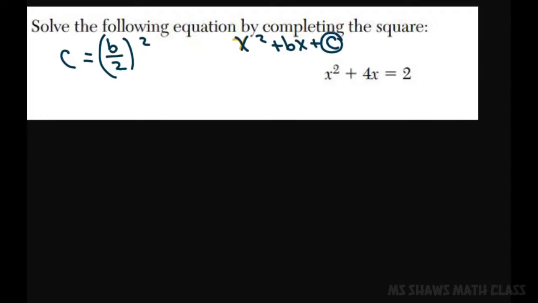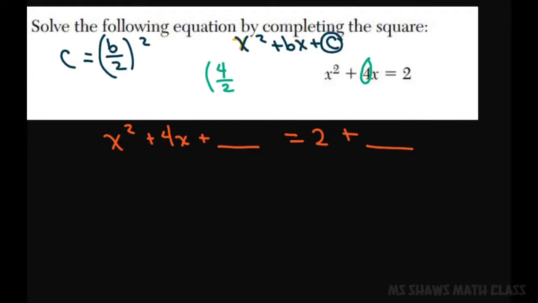So let's get started. We're going to have x squared plus 4x, and we're going to complete the square here. Equals 2, and whatever you add on one side of the equation, you add on the other side. So how you get your c is you take your b, in our case b is 4, so 4 divided by 2, and then you square it. 4 divided by 2 is 2, you get 2 squared, and that equals 4.